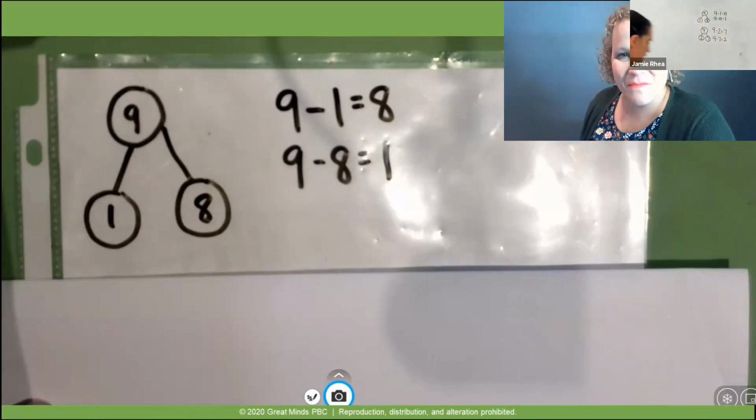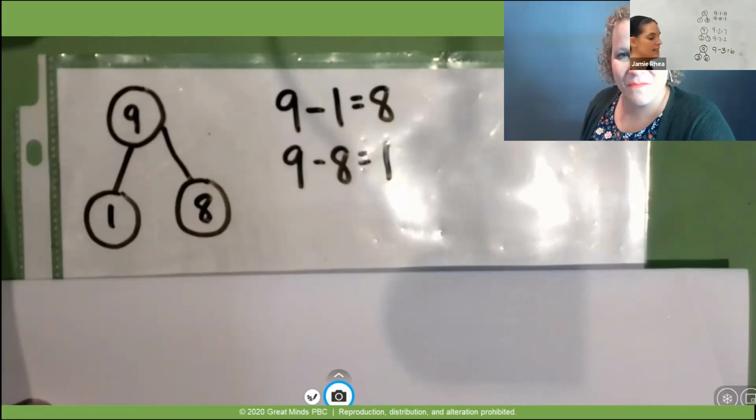Okay, so think about it. If we just did 9 minus 1 and 9 minus 2, what's the next number we could try? Did you say 3? Let's try. Let's get my 9. All right, here's my 9. Let's take 3 away. How many are we left? 5, 6. So I can say 9 minus 3 equals 6.